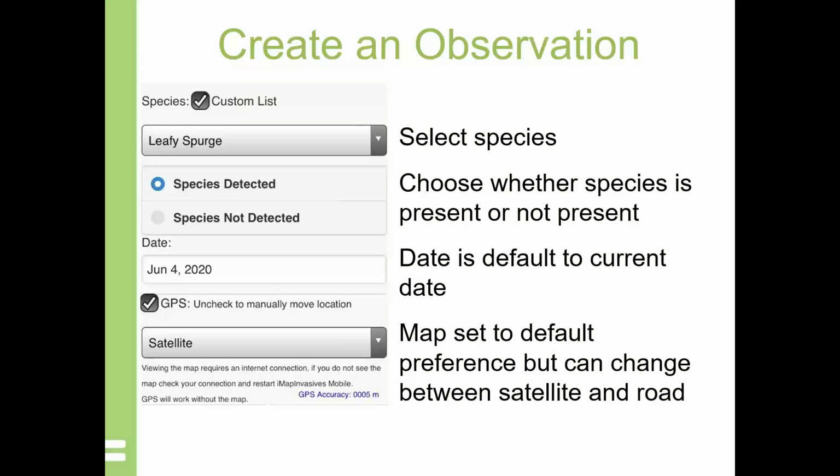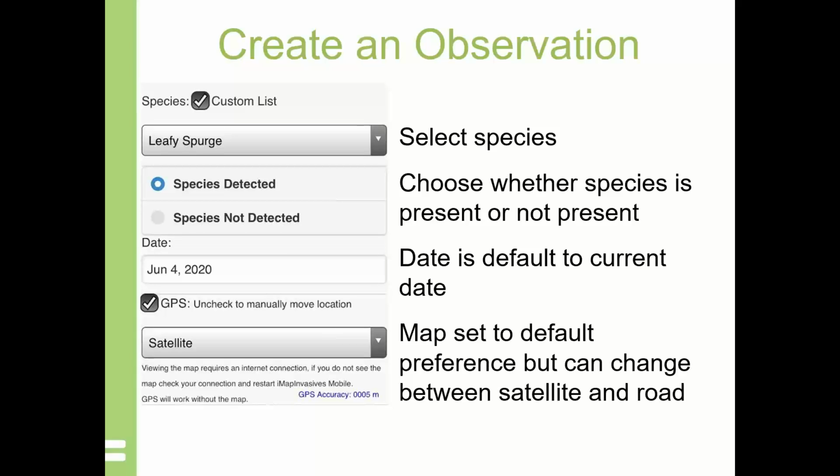So since we found leafy spurge, we're going to select leafy spurge from the list of species. And then, since the species is present, we're going to say species detected. If it wasn't there, we would say species not detected. The date automatically goes to the date that you create the observation, but you can change that if you need to. And then you can change your map between satellite and road, depending on what you want to use.